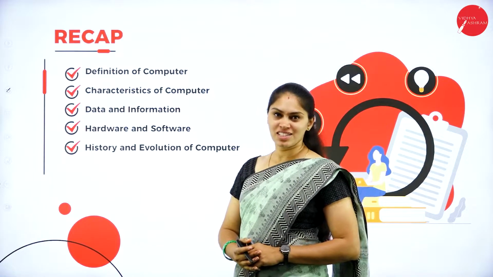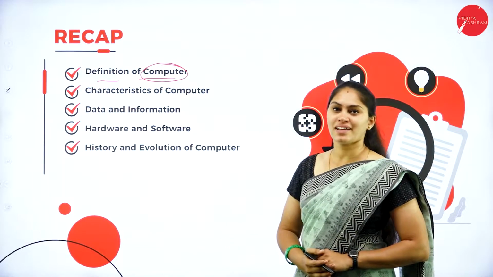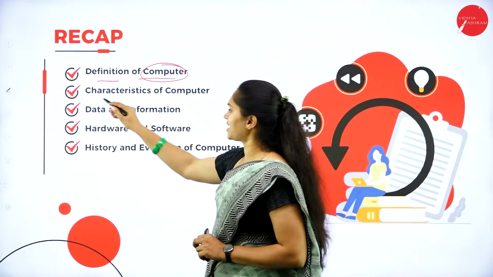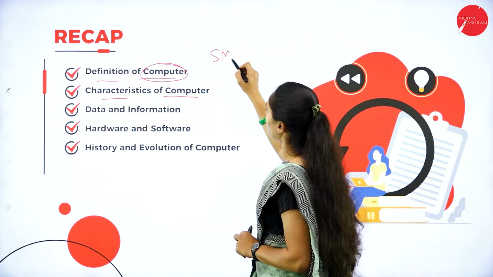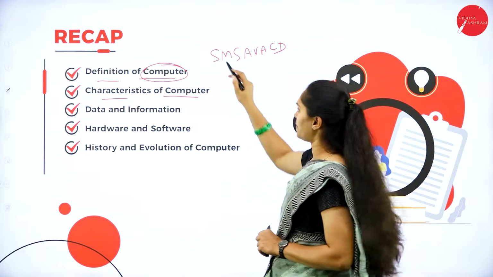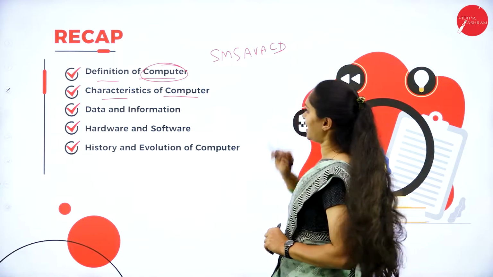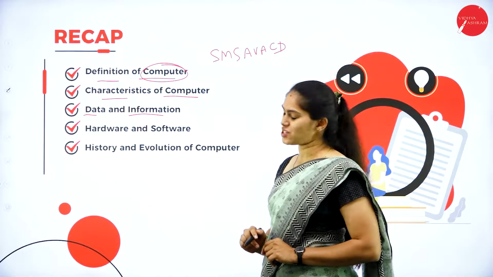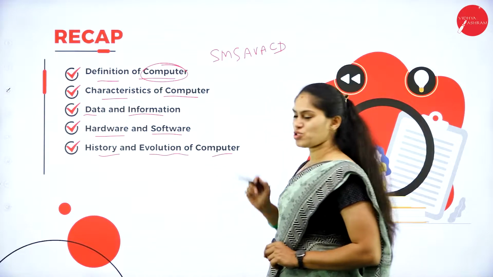In the previous session of this unit, we had a discussion regarding the definition of a computer. Computer is an automatic electronic machine that can process, store and recall the data. And also I have discussed what the characteristics of computers are. In order to remember that, I had given a code like SMS, AVA, CD. Fine. So this you have to follow. Speed, memory, storage, accuracy, versatility, automation, cost effectiveness and diligence. These are the characteristics, and also we discussed what is data and what is information, and also we got to know regarding hardware and software along with the history and evolution of computer.